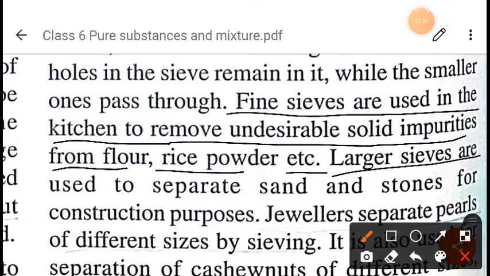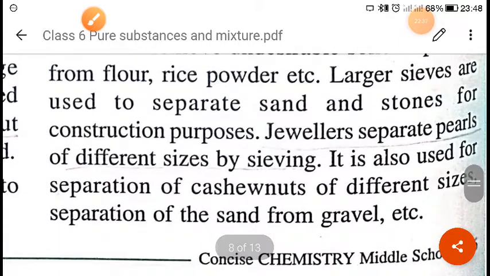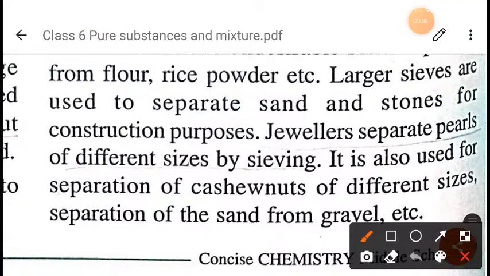Large sieves are used for separation of sand and stone for construction purposes. You have also seen this: when construction work is going on near your house, they use large sieves. They throw the sand, and whatever bigger or stone particles are present in the sand, they remove to purify it, right? So this process is called sieving.